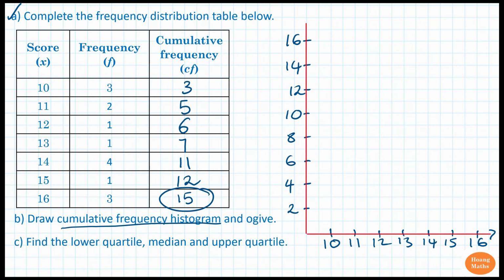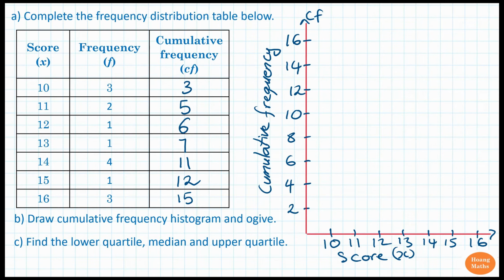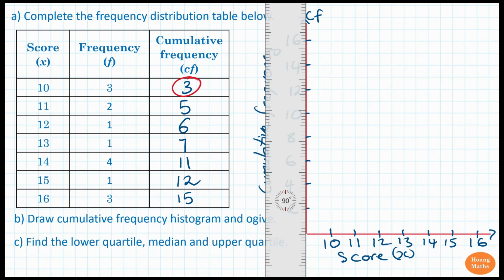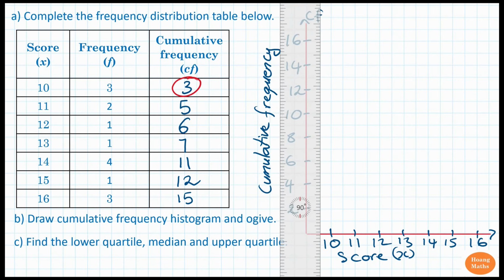So don't forget to label. Score, which is X, and then this is cumulative frequency. I can write CF, or I can just write cumulative frequency here. So now the value for score of 10 is 3. So I just draw up to 3. So I start from here, of course.